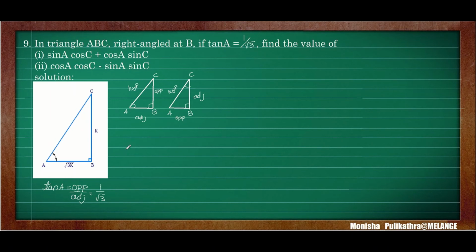So we can take Pythagoras theorem. Here I have taken two separate triangles in order to make you understand that here one has A as an angle and another one has C. If I take only one triangle, then you may get confused. Okay. So by Pythagoras theorem, we can find the missing side.